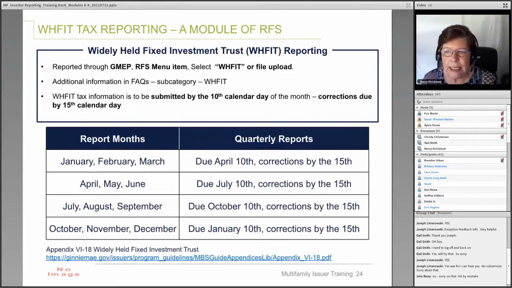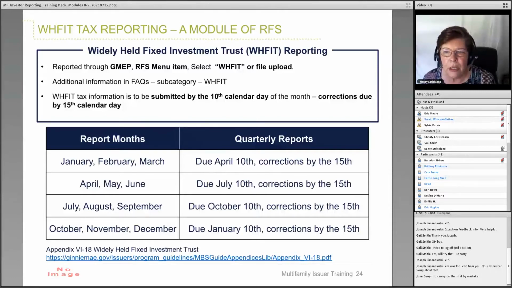Data is due the 10th calendar day of April, July, October, and January, and on the slide it will show you which months should be reported for, like April, January, February, and March is April, May, and June for July. Issuers also have 5 days to make any corrections to inaccurate or incomplete reporting. Issuers have the opportunity at year end to correct the last 13 months of data, which would be December to December.